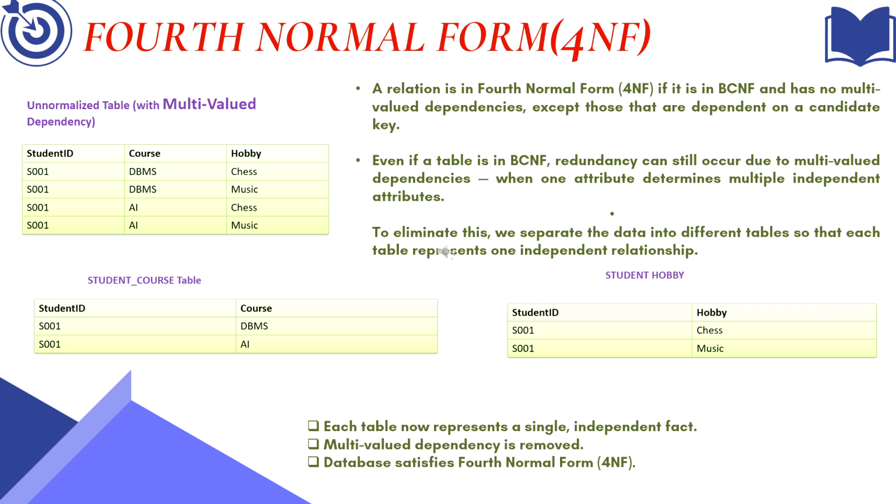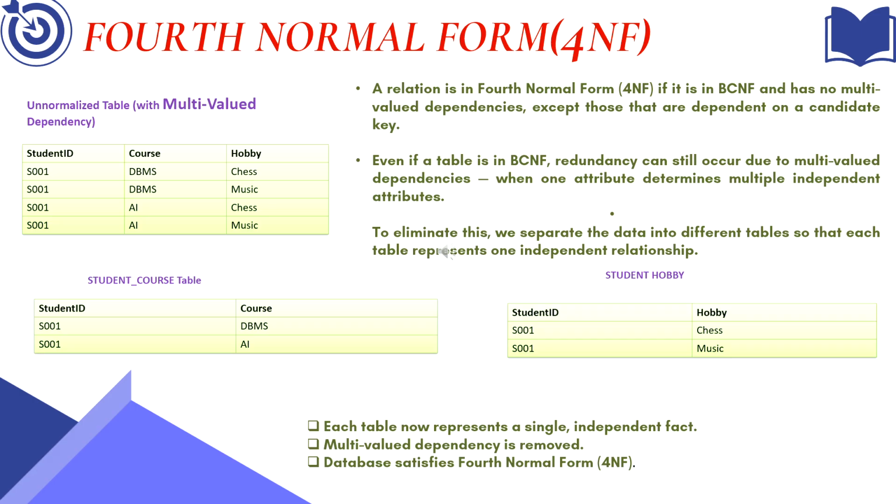To bring this table into 4NF, we separate it into two separate tables. One is student course table, another one is student hobby. Student course table contains two columns, student ID and course name. Here, the same student has multiple courses, that is DBMS and AI. Second table is student hobby. It contains student ID and hobby column. Here also the same student has multiple hobbies, chess and music.